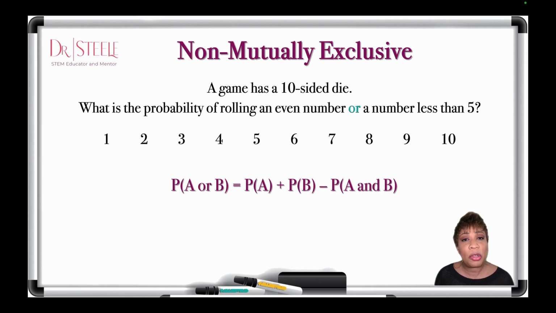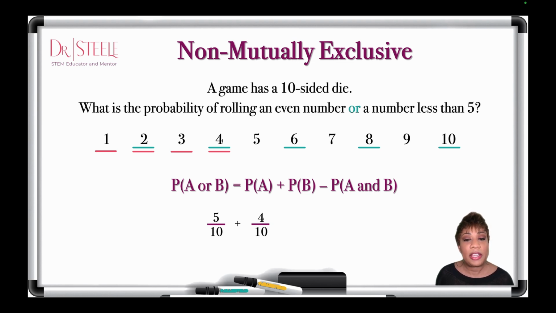Probability of A is rolling an even number. So I have 2, 4, 6, 8, and 10. So that is a total of 5 out of 10 numbers that are even. The probability of B is a number less than 5. So we have 1, 2, 3, and 4 that are less than 5. So we're going to have 4 out of 10. Again, note I said less than 5, not less than or equal to 5.